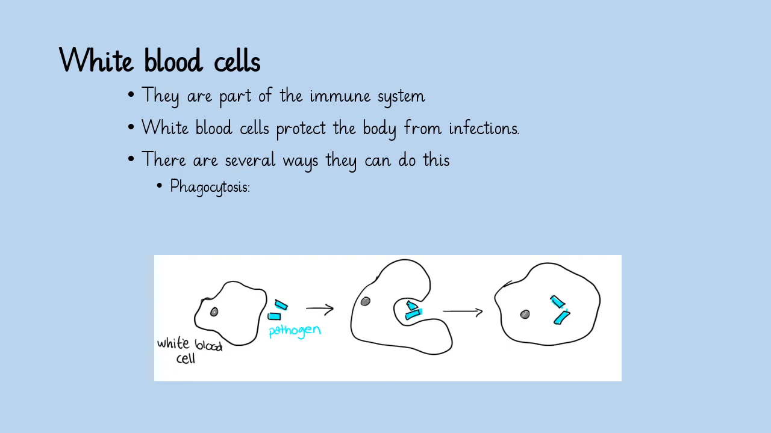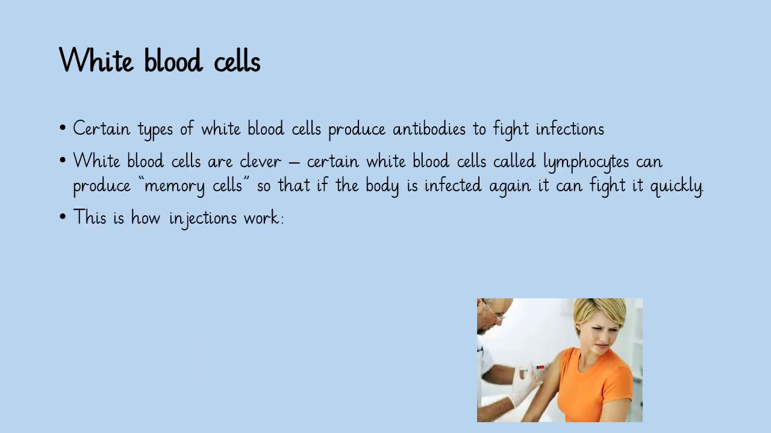we've shown you how basically the white blood cells consume the pathogens or the foreign bodies, and they contain chemicals that can break down those other cells and viruses that shouldn't be in your body. So white blood cells help you fight infection. Certain types of white blood cells produce antibodies to fight infections.